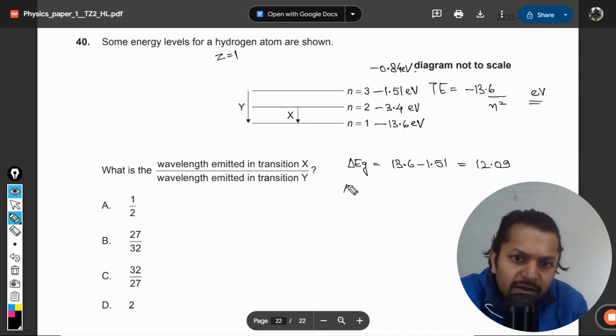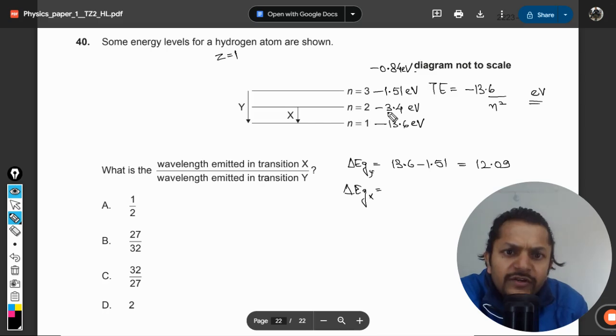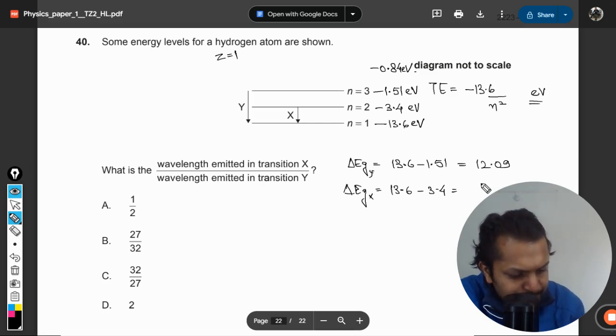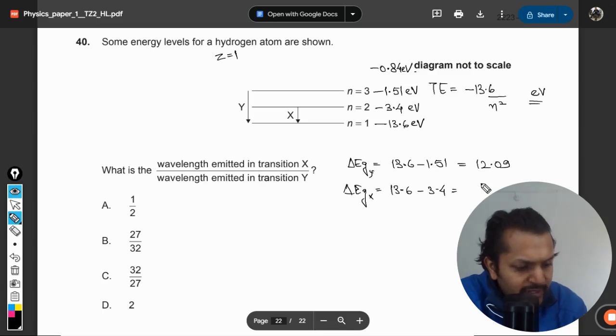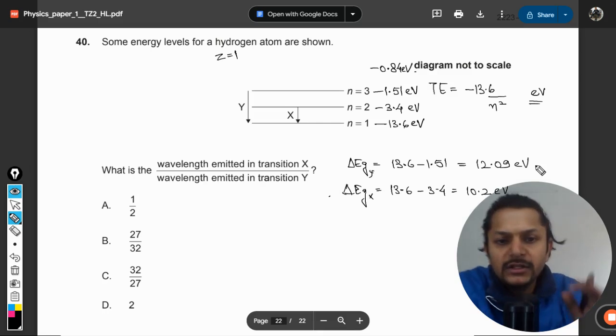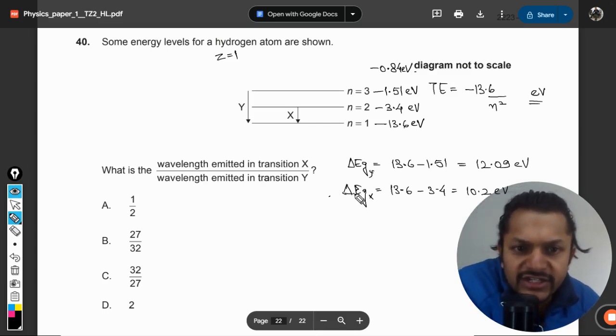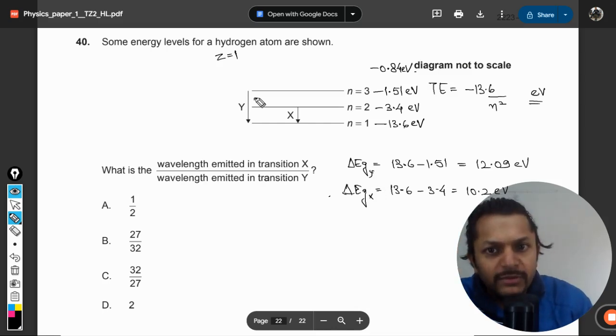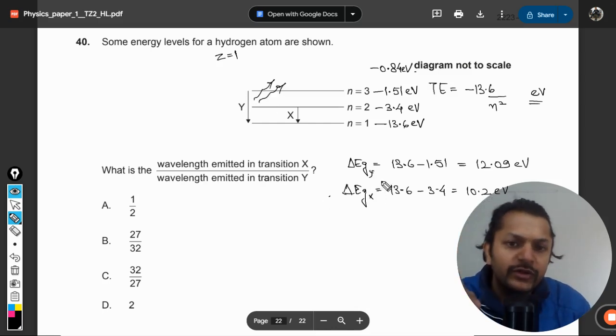And what is the energy gap for X? This is for Y. So it will be this minus this, so you can say 13.6 minus 3.4. Yes, so my answer is 10.2. Okay, so after finding these energy gaps, now we can find the wavelength. The photon emitted from Y will have this energy, so you can find the wavelength from that.